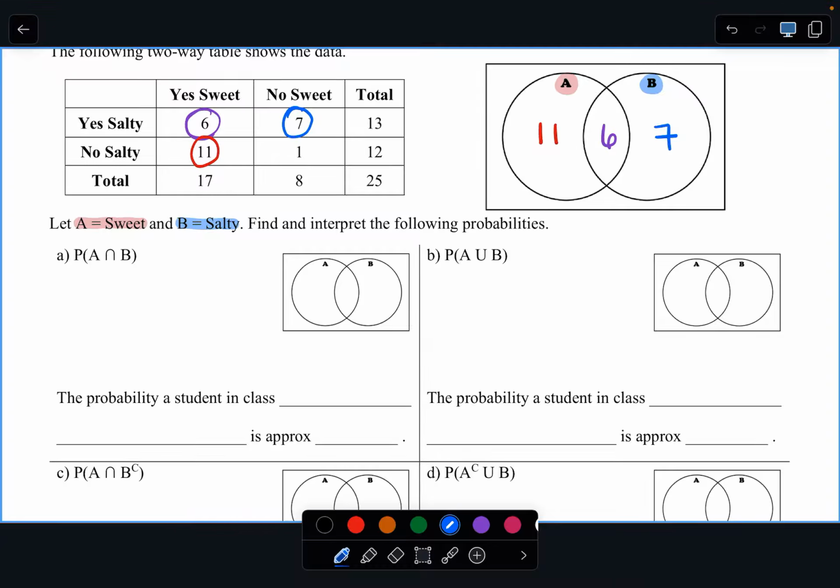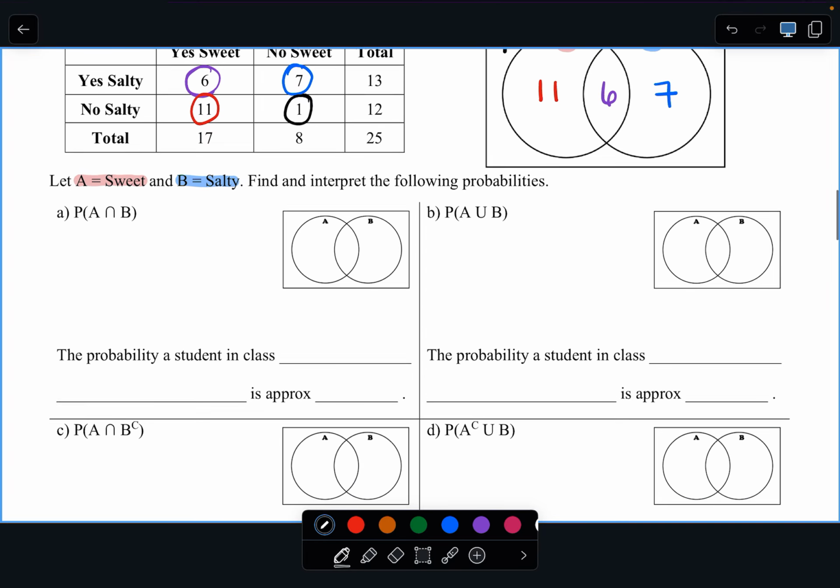So I have 24 people accounted for currently, which means that my 25th person didn't like either. They don't like salty food. They don't like sweet food. Maybe they like spicy or sour or something. But I will say having this organization is really, really helpful when you have to go on and answer a couple of different questions about whatever the topic is.